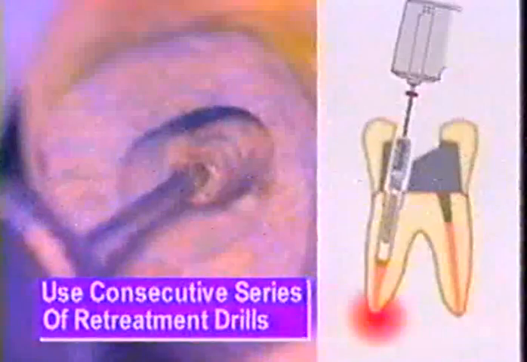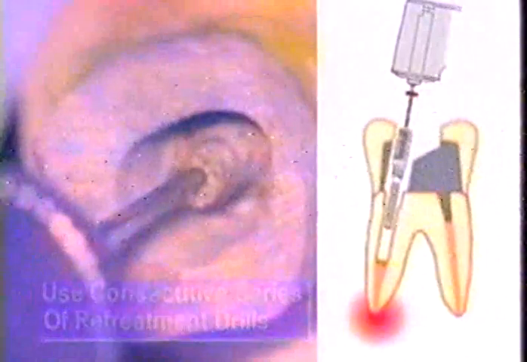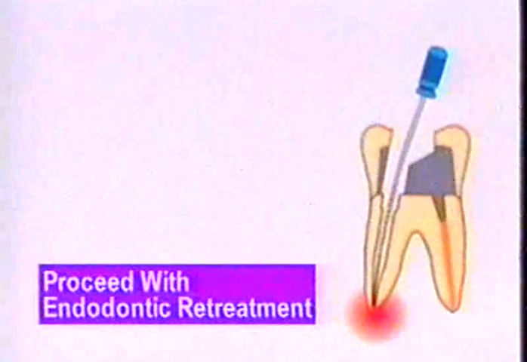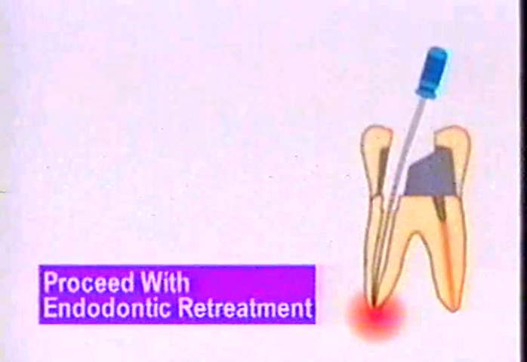Also, during the course of drilling, the post may loosen but not come out. In this case, disengage the drill from the handpiece and rotate the post by hand. This will remove the cement from the post undercuts, and you then can remove the post with a hemostat. Note, the access post removal has not damaged or enlarged the post hole. You are now free to proceed with endodontic retreatment.